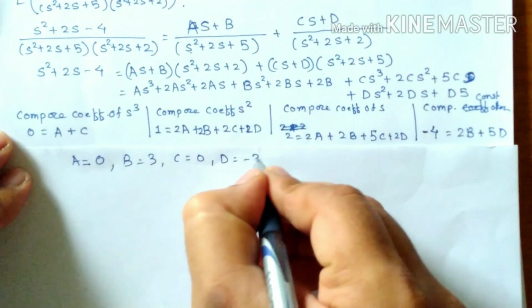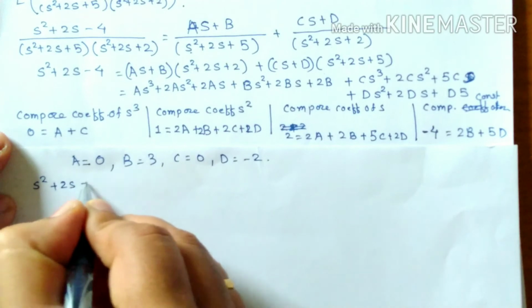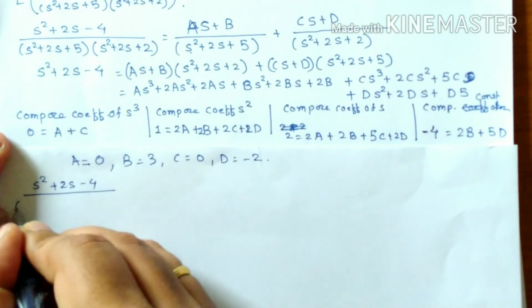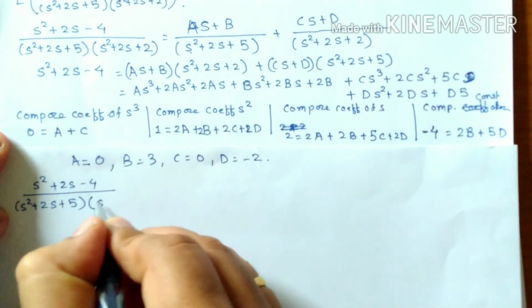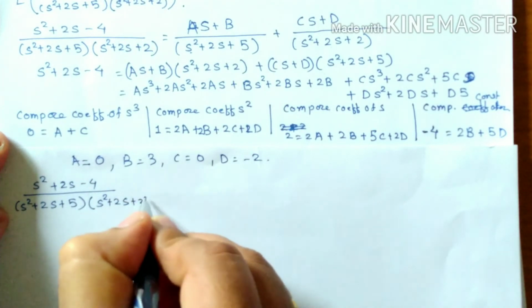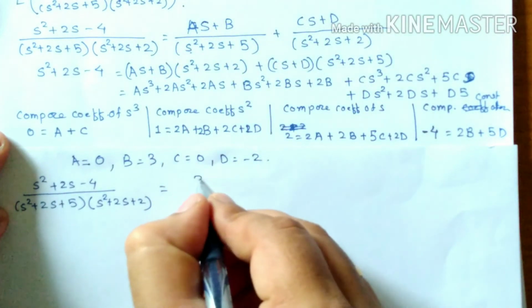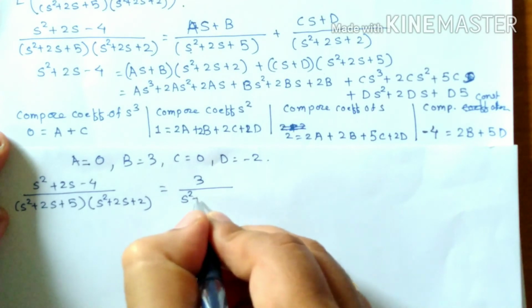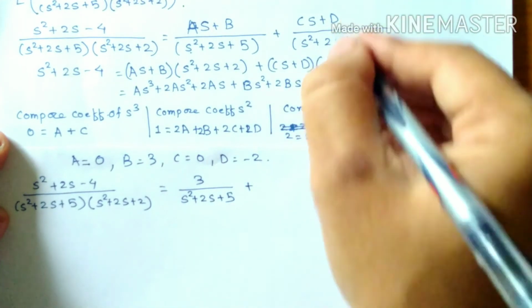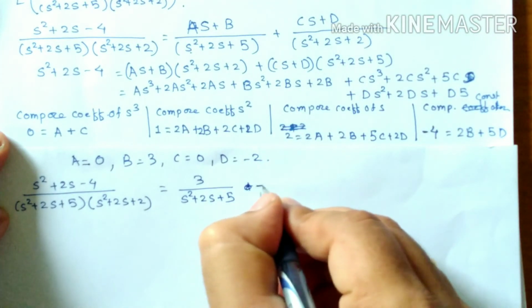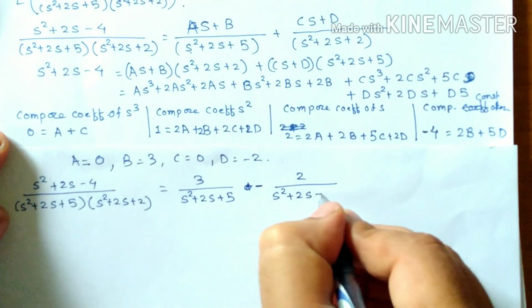-2. So hence what I'm getting, (s square plus 2s minus 4) divided by (s square plus 2s plus 5) into another bracket (s square plus 2s plus 2) is equal to, as a is 0, the entire term is going to be 0. So we have 3 divided by s square plus 2s plus 5, plus c is 0, hence we have d is -2, so I'll just write a minus in here. 2 divided by s square plus 2s plus 2.